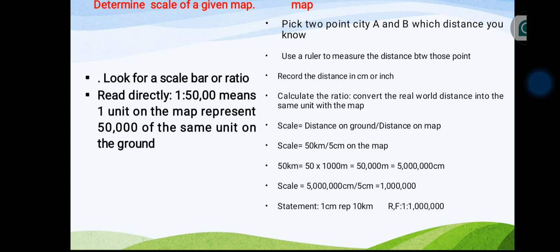So the result, if you are asked to convert to a statement or to RF, will be 1 centimeter represents 10 kilometers as a statement, or as RF 1:1 million. That is how to determine the distance of a city, point A to point B, on a given map.